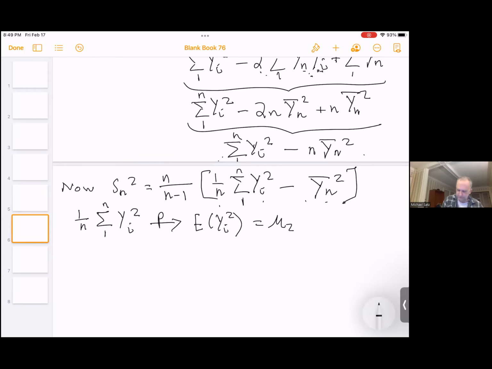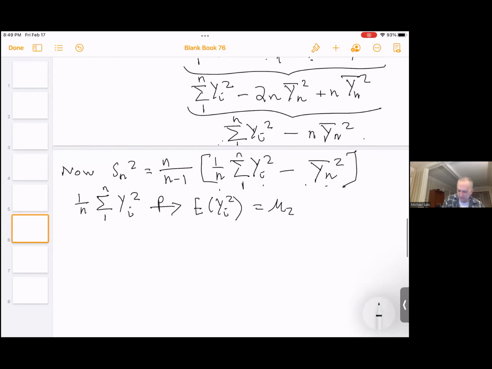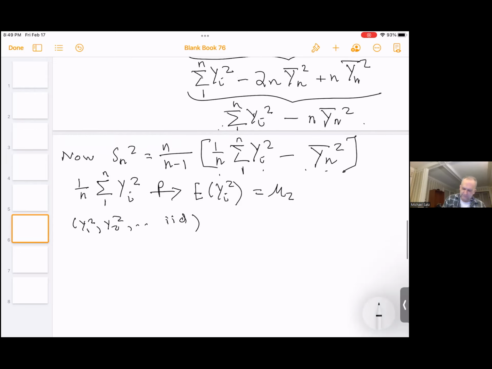Okay, just showed this. Notice that if you were worried that y1 squared, I don't know if you were worried about this or not, but these are also IID, right? Because y1 to yn are IID. So if I square them, they're still independent. They still have the same distribution. So that piece goes to mu2.